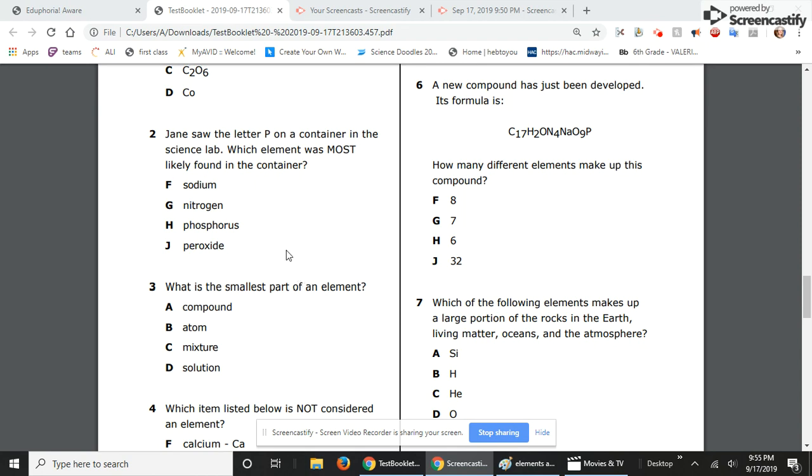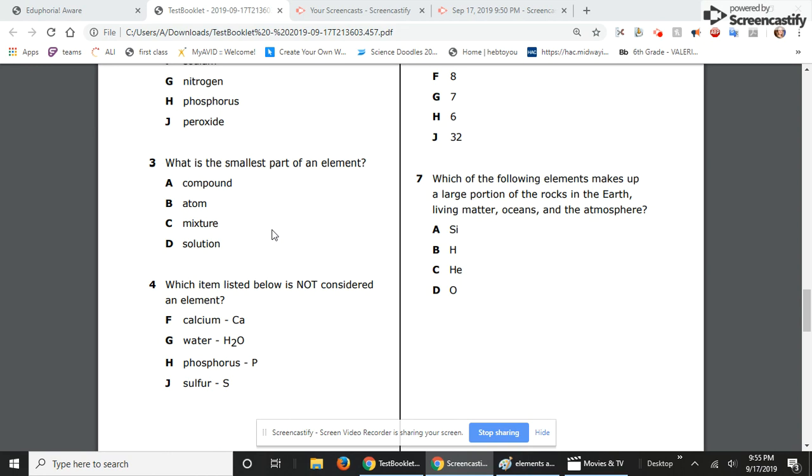All right, number 2. James saw the letter P on a container in the science lab. Which element was most likely found in the container? So you may need to use your periodic table for this. F, sodium. G, nitrogen. H, phosphorus. Or J, peroxide. If you need to pause and use your periodic table right now, you can do that.